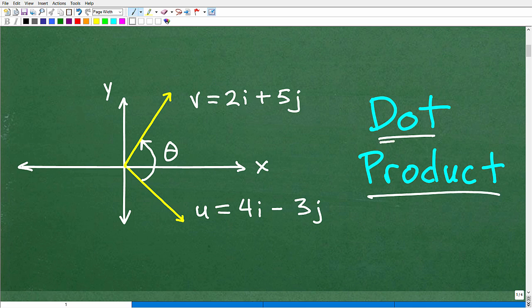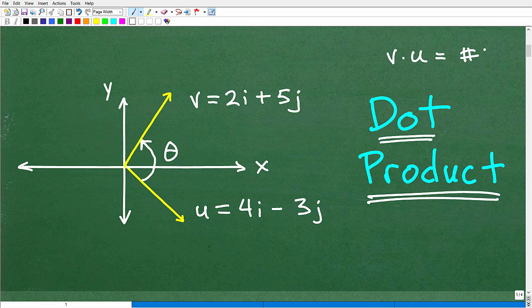We need to learn something called the dot product. The dot product is tremendously important and valuable when it comes to vectors. Here we have two vectors, vector v and vector u, so we can find this thing called the dot product. It's not like multiplying in algebra, like a binomial times a binomial. That's not the case. When you do the dot product, we're going to end up with just some real number.